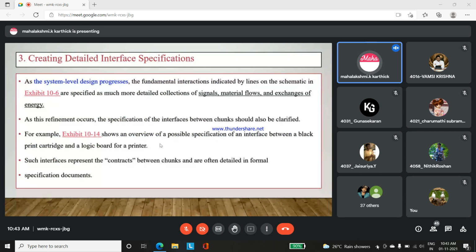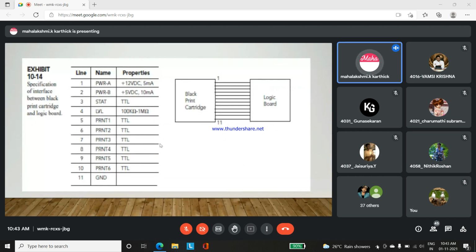Creating detailed interface specifications, the same thing. For example, say a black print cartridge is connected to a logic board. How will it be connected? There will be specifications for that. Like you can imagine a wire or some wire with the programming set. So one will represent power cord of A with these properties, and power cord of B with these properties. This is the in-depth detail about a particular chunk connected to the other chunk.